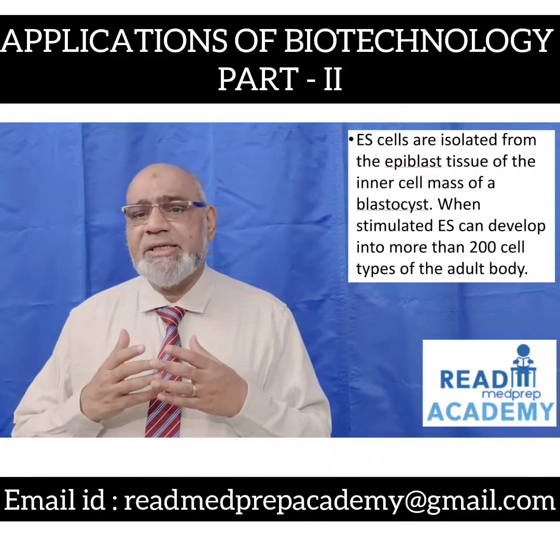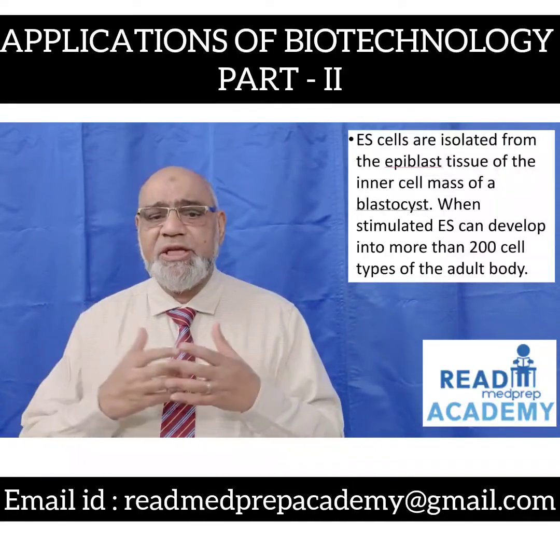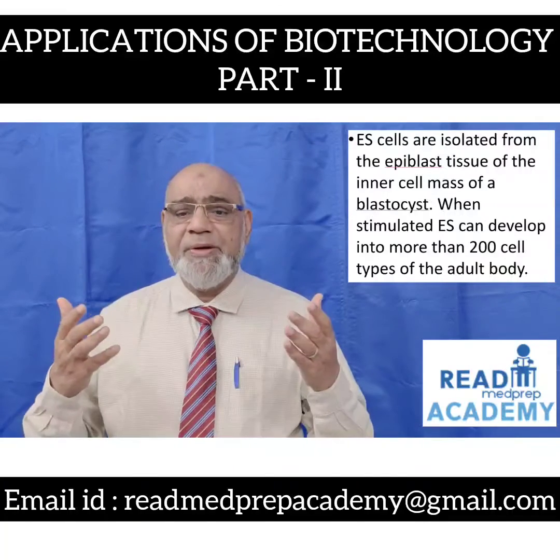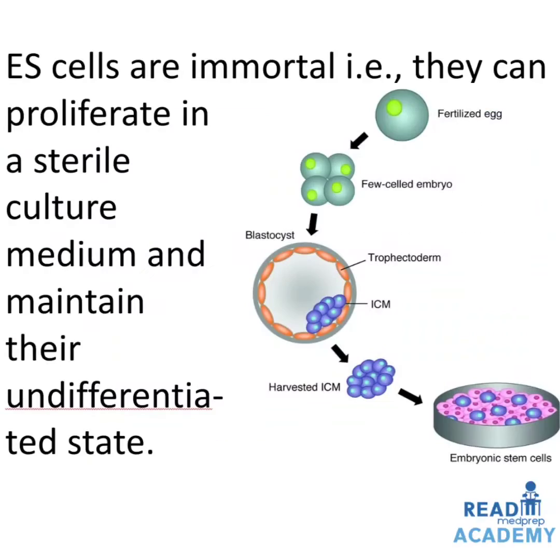Embryonic stem cells are isolated from the epiblast tissue of the inner cell mass of a blastocyst. When stimulated, the embryonic stem cells can develop into more than 200 cell types of the adult body. Embryonic stem cells are immortal. They can proliferate in the sterile culture medium and maintain their undifferentiated state.